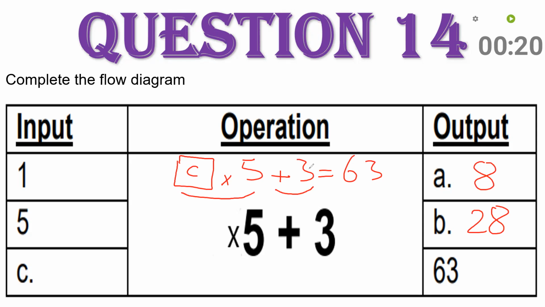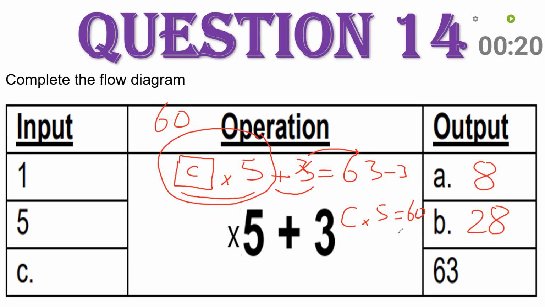Before adding 3, what you have, this all together is what? It is 60, right? We can see that because 3 is going other side by minus, or you can say this is 60 because 60 plus 3 is making 63. So it means C times 5 equals 60. You have a number, when you multiply by 5, you are getting 60. So what is this number?